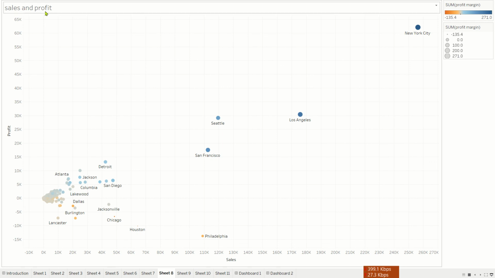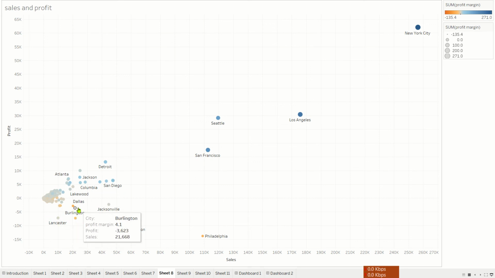Next, for sales and profit, here we plot the x-axis as sales and the y-axis as profit. Then we use the profit margin as the color indication, and the size also as the profit margin. Here New York City has the highest sales as well as profit corresponding to the profit margin. Los Angeles is the second. Here we see the city.